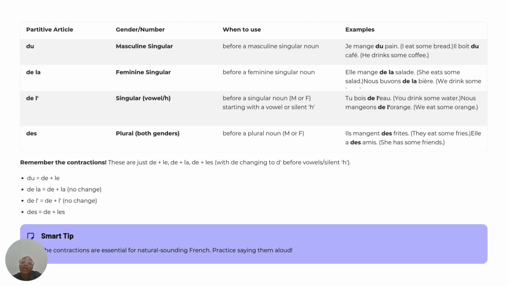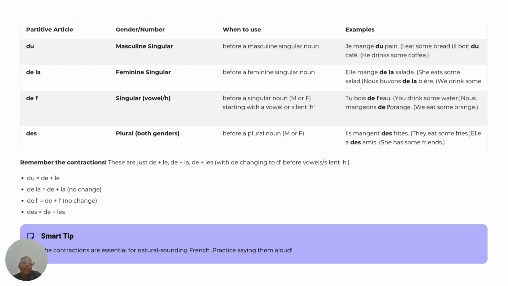So you can say je mange du pain. Je mange du pain means I eat some bread. Il boit du café. He drinks some coffee. Then we have de la. De la is feminine singular. So you use this when your noun is a feminine singular noun. So par exemple, you say elle mange de la salade. Nous buvons de la bière.